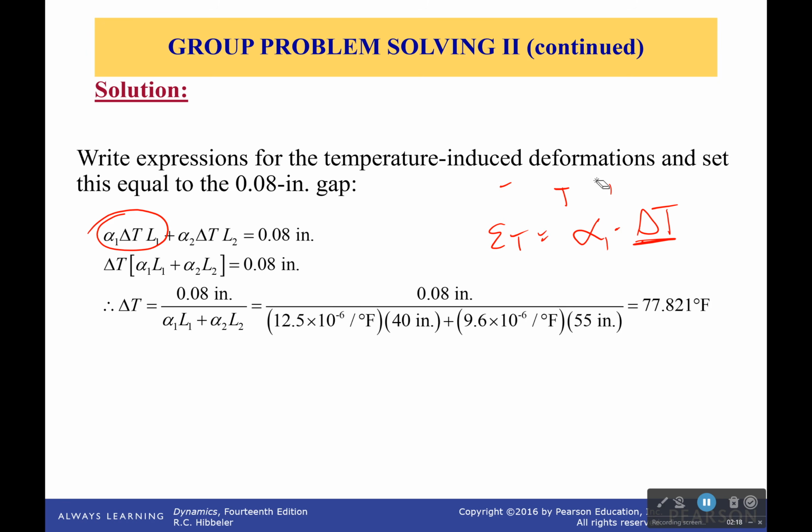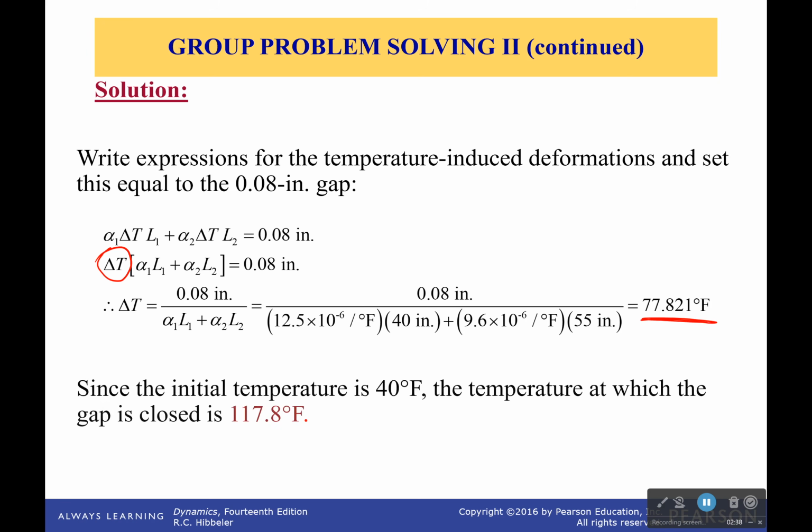So we know that when they're both at the proper temperature, the sum of their deformations will be 0.08 inches. And so knowing that, we can then solve for the change in temperature, which is going to be 77.821 degrees Fahrenheit. So it takes a lot of temperature there. So since our initial temperature is 40 degrees Fahrenheit, the temperature at which the gap will be closed is 117.8 degrees Fahrenheit.